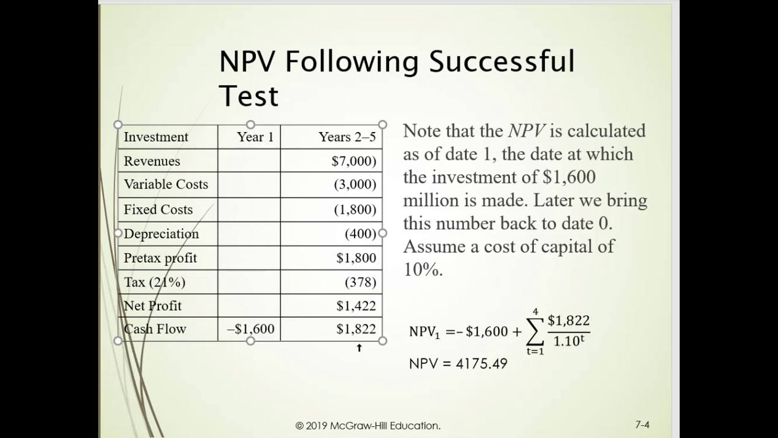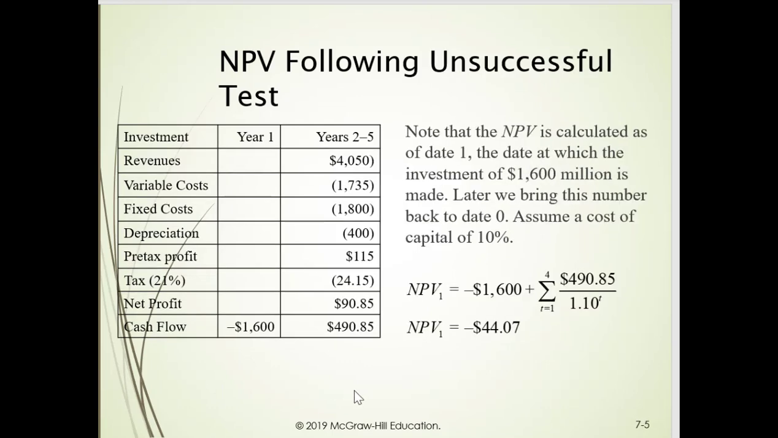So now how do we find the net present value? The net present value, if we are successful, is $4,175. So again, if we're successful, we should move forward. What if the worst case scenario happens? Revenues are lower, so in the end, we end up with a net profit of only $90. Add the 400 of depreciation to that, 490. So the net present value, if we're unsuccessful, is negative $44.